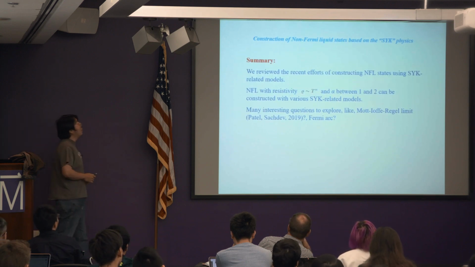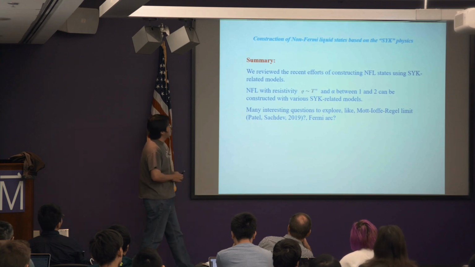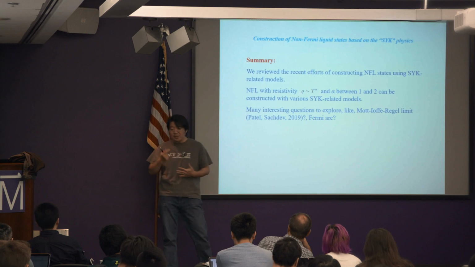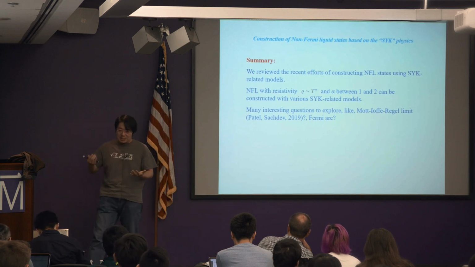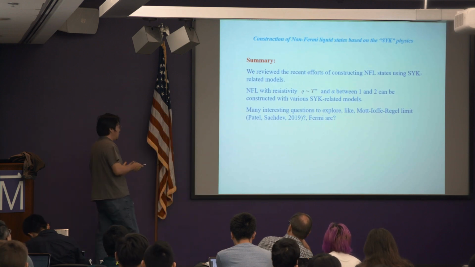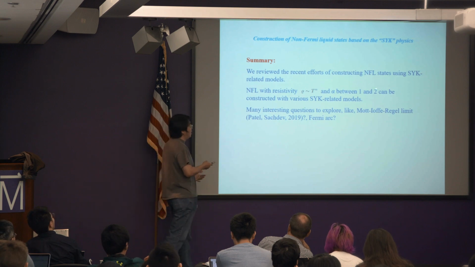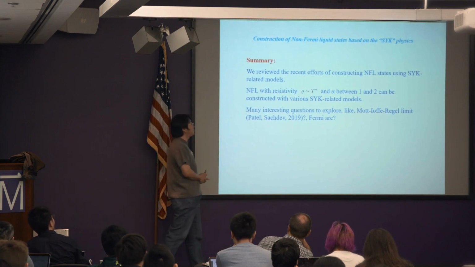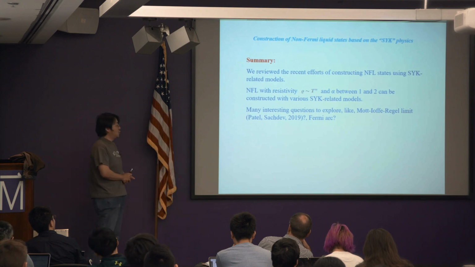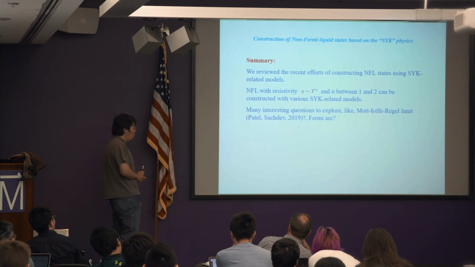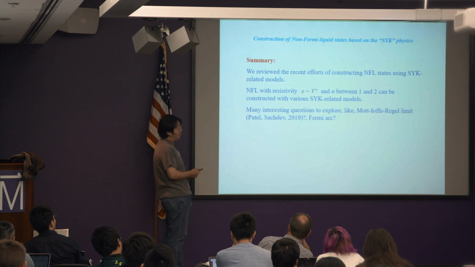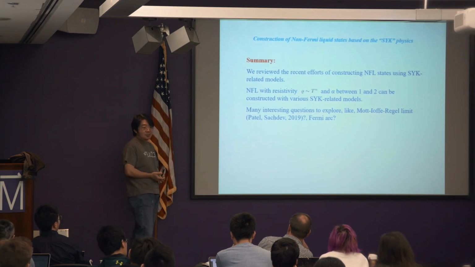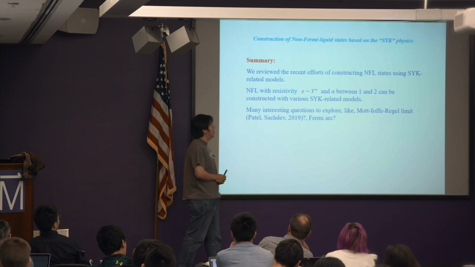So in summary, based on SYK physics, not exactly the SYK model, we construct a non-Fermi-liquid state with the transport scaling alpha that can be tuned between 1 and 2 by the charge density. But as was pointed out before, one awkward feature is that the coefficient of this resistivity is not going to be order 1, so it's not going to be a Planckian metal.